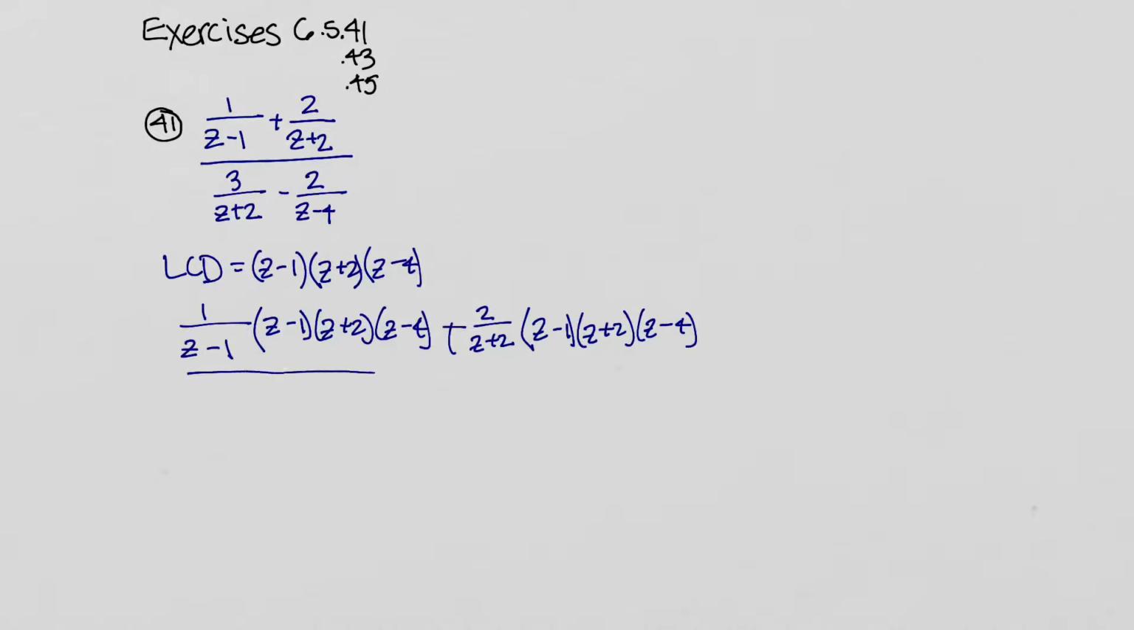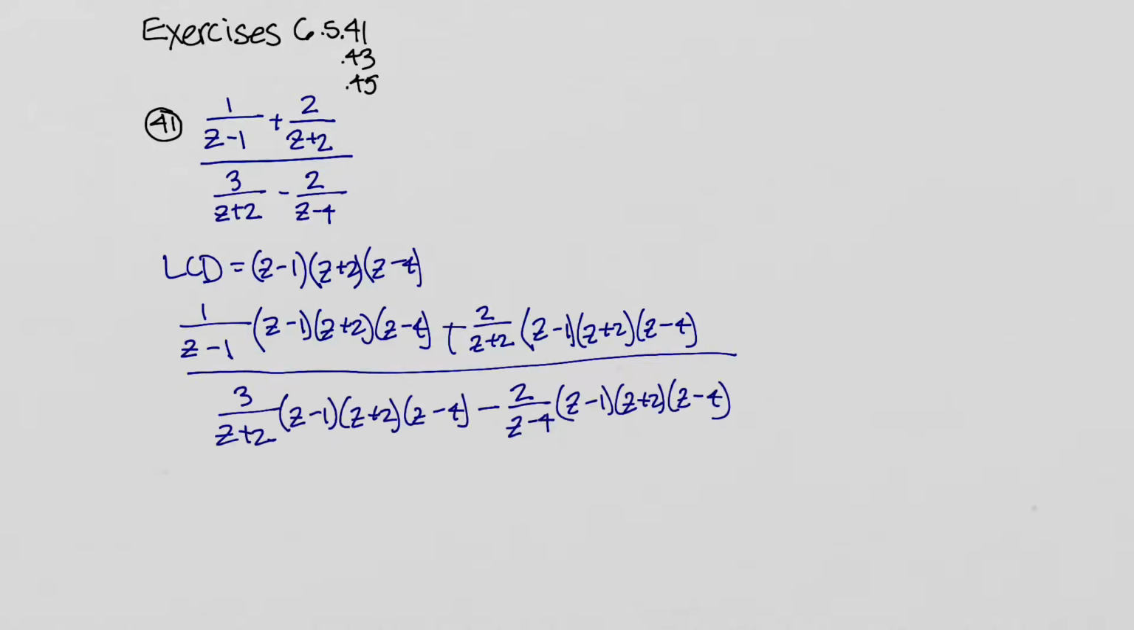And all of this goes over. All right, now these denominators should cancel. That z minus 1 is going to go out with that one. The z plus 2 over here is going to go out with that one. That z plus 2 will go with that one. And this z minus 4 will go out with that one. So let's do all that. Let's cancel those. So we're going to get this z minus 1 going out with that one.